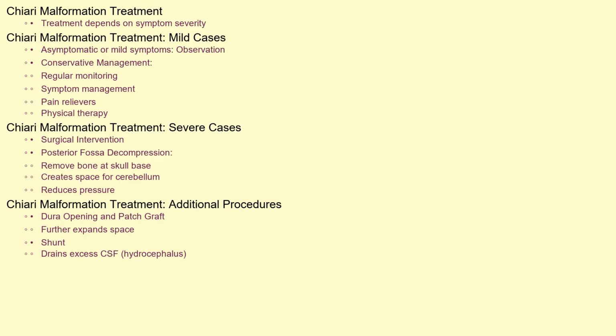The most common surgery is posterior fossa decompression, which involves removing a small portion of the bone at the base of the skull to create more space for the cerebellum and reduce pressure on the brainstem and spinal cord. In some cases, the dura, the membrane covering the brain, may be opened and a patch graft inserted to further expand the space. A shunt may be required to drain excess CSF in cases of hydrocephalus.